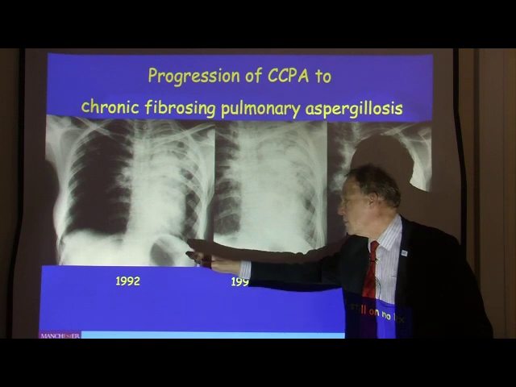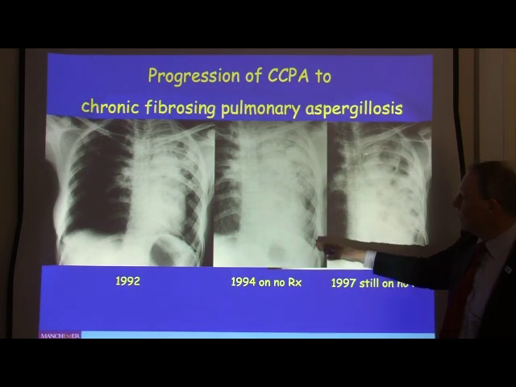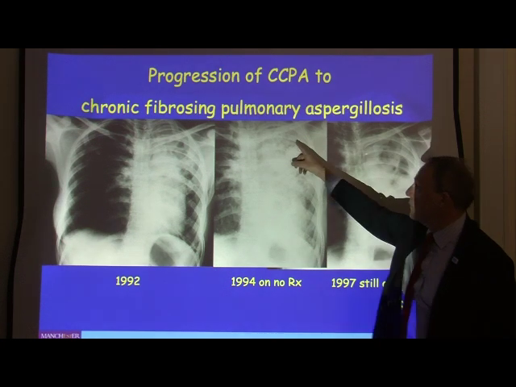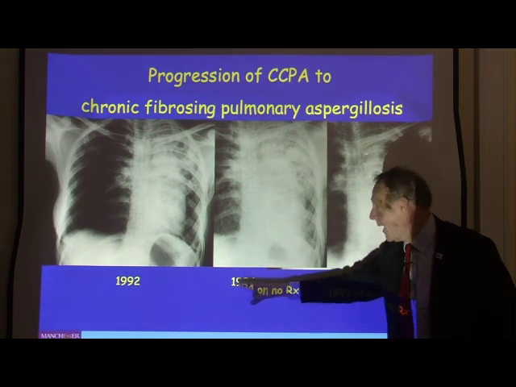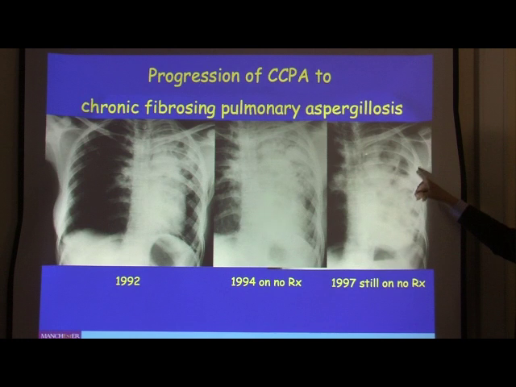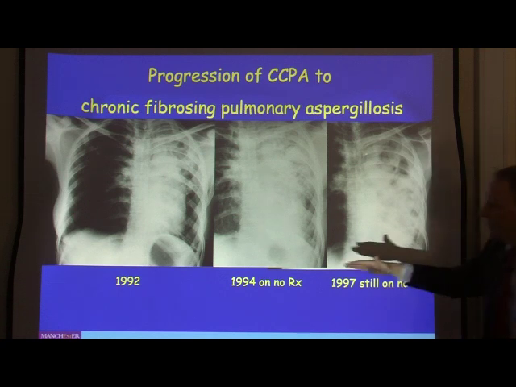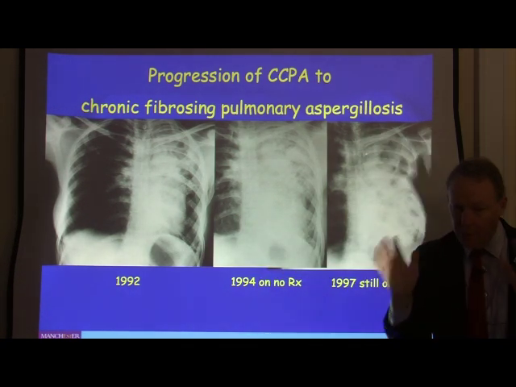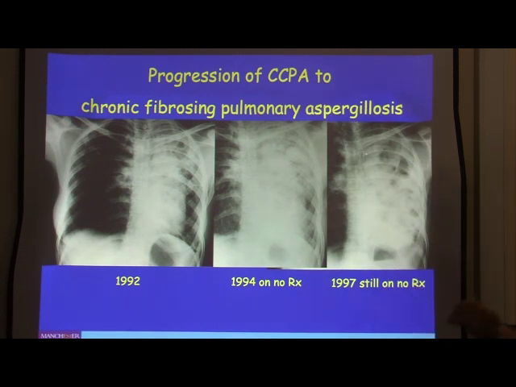And you can see that over 2 years this progressed a lot. She's lost a lot of her left lung here, and she's developed a fungal ball here. And then 3 years after that, she's lost the whole of the left lung. So this is chronic fibrosing pulmonary aspergillosis, this very slow progression. And not all the patients do that, but the majority will do something like this over time.